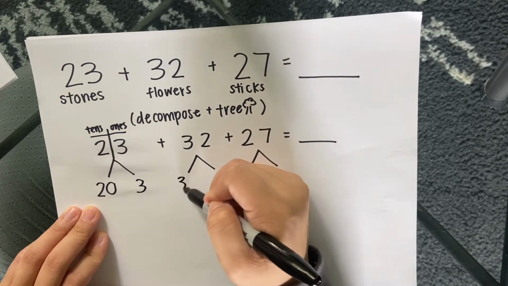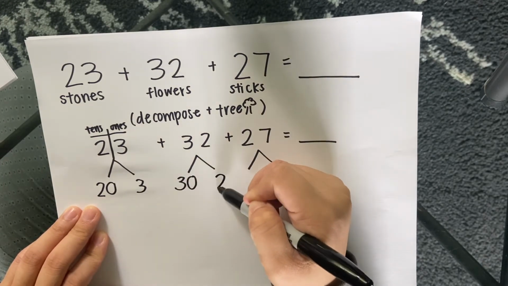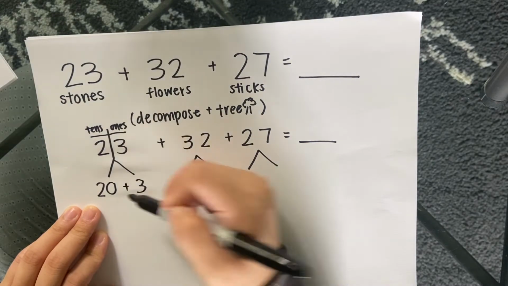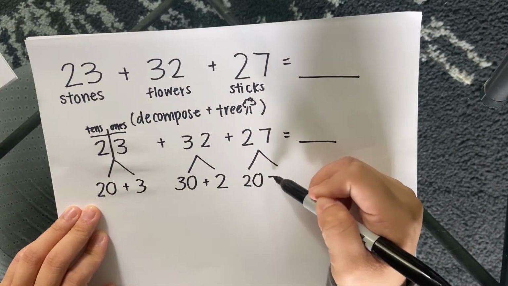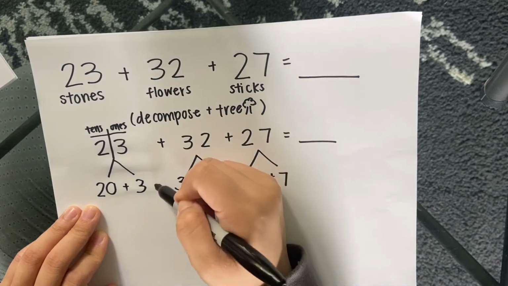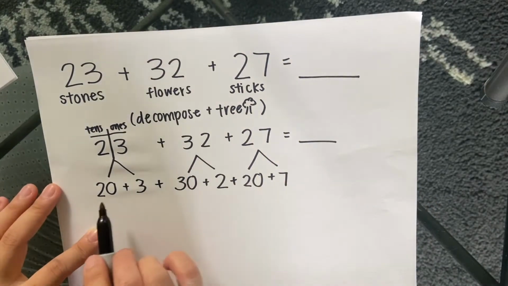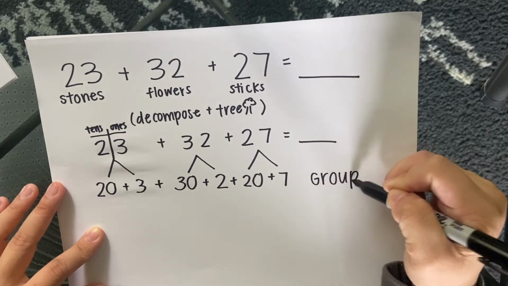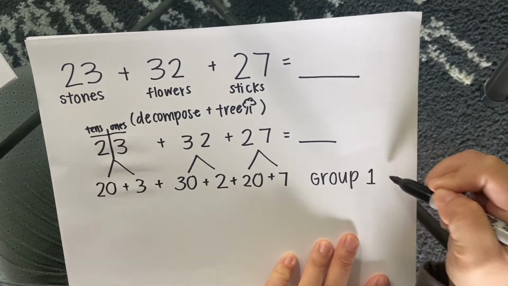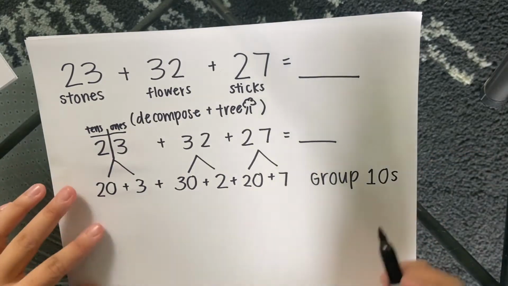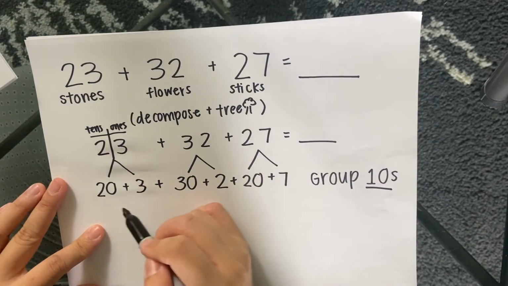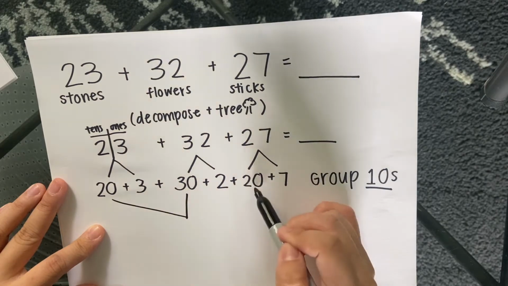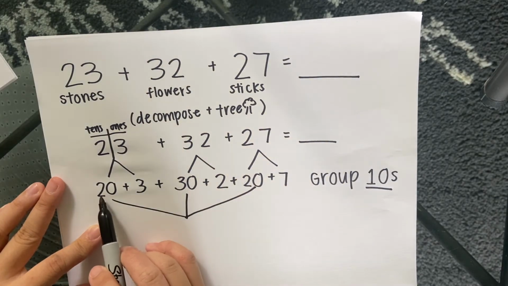Same for 32, that's 30 plus 2. And for 27, that's, oops, I forgot my addition signs. For 27, that's 20 and 7. So now I have my numbers. I'm going to group the tens first. We want to group it together so it makes it easier to add. So we're going to grab the 20 there, the 30, and the 20. Those are all in the tens.